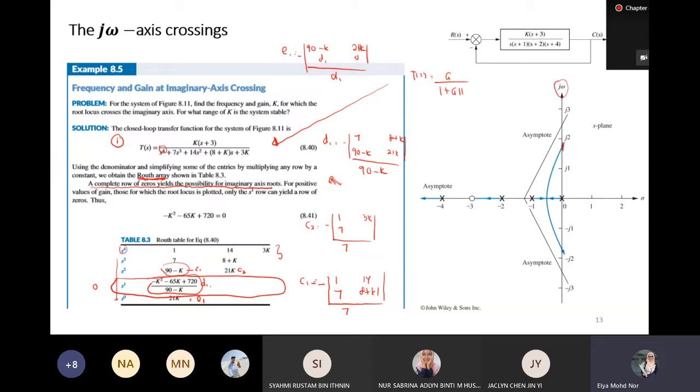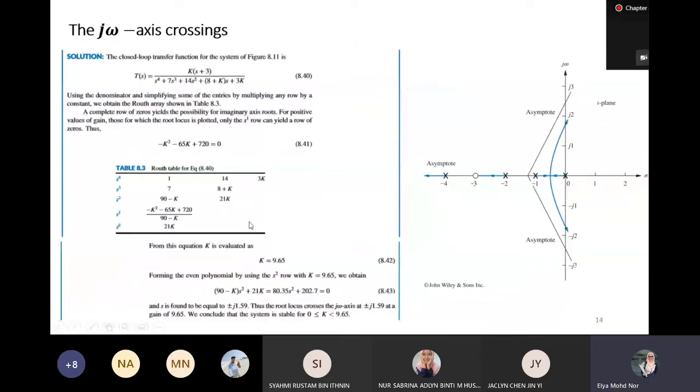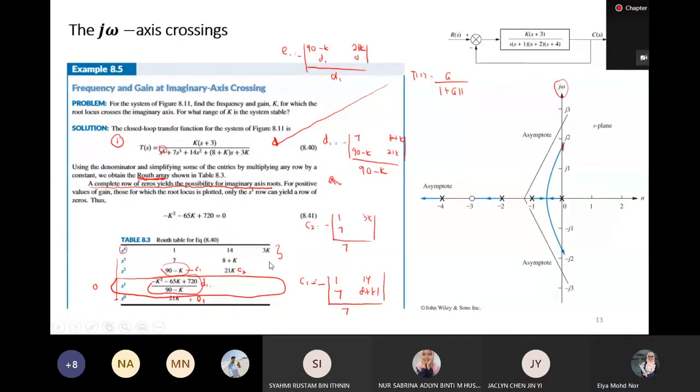Okay, so in this case, assume this one is equal to 0, so it becomes minus K squared minus 65K plus 720 equals 0. So from here you are able to find your K equals 9.65.